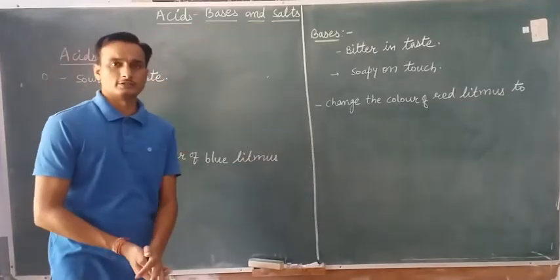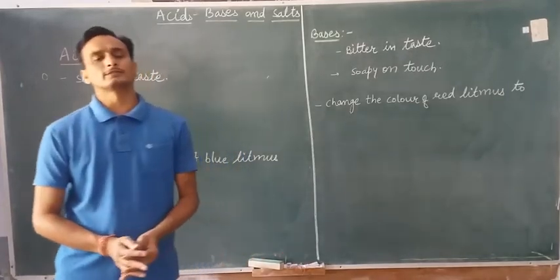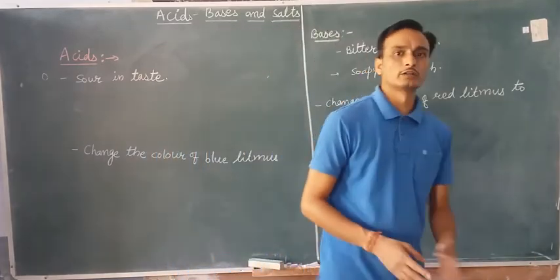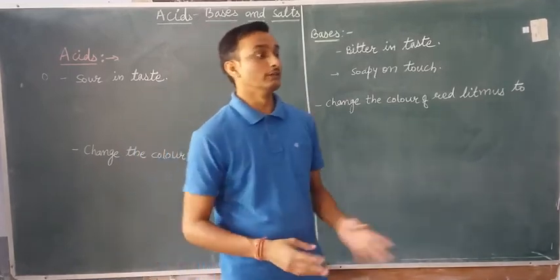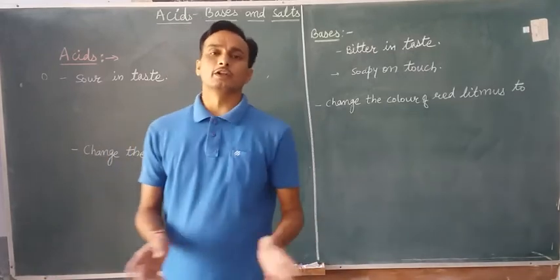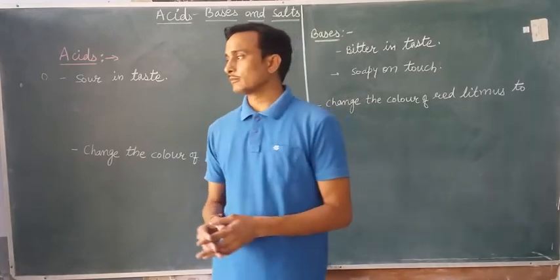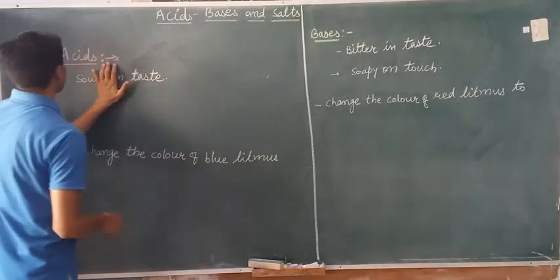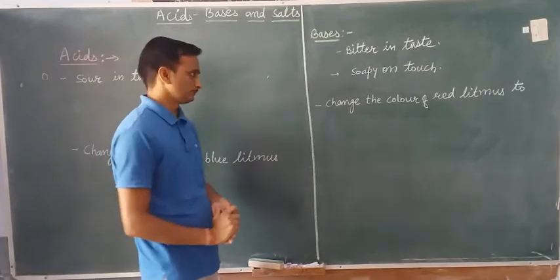Acids, bases and salts. We use so many substances in our daily life, such as curd, sugar, salt, milk, lemon, orange, acetic acid, vinegar, calcium hydroxide, lime water, cold drinks, etc. Out of these substances, some are classified as acids, some are known as bases, and others are known as salts.